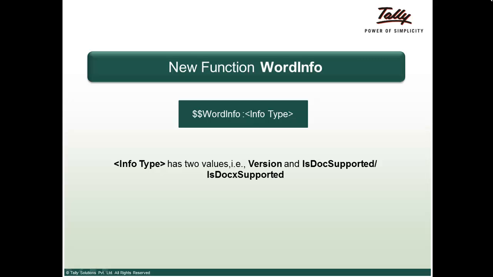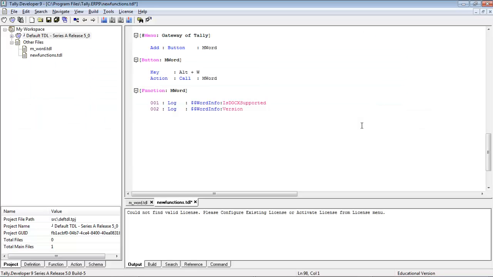Now let's look at the functionality of the same in the product. Here is a code with a function called mword, which has two log information, one checking if the docx is supported or not, and the other giving the version number of the Microsoft Word installed with the help of the function WORDINFO. And this function is called in the button mword, which is added to the menu gateway of Tally.